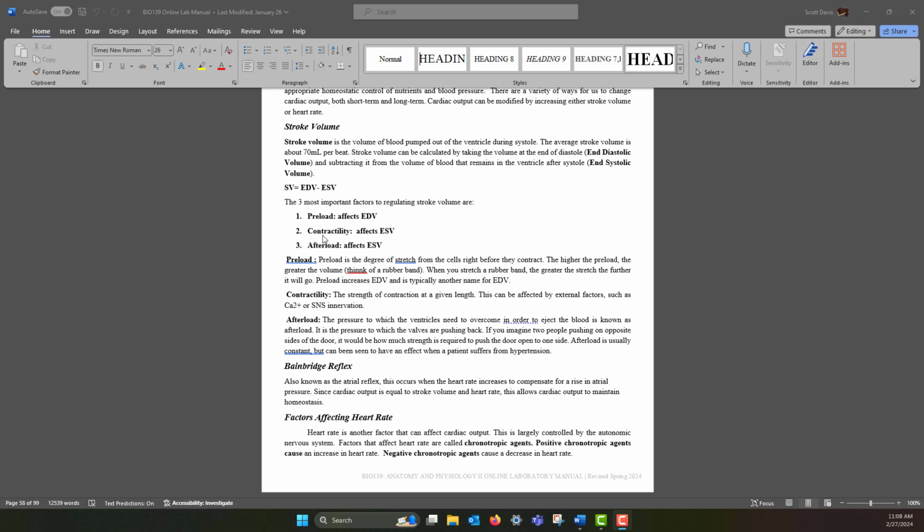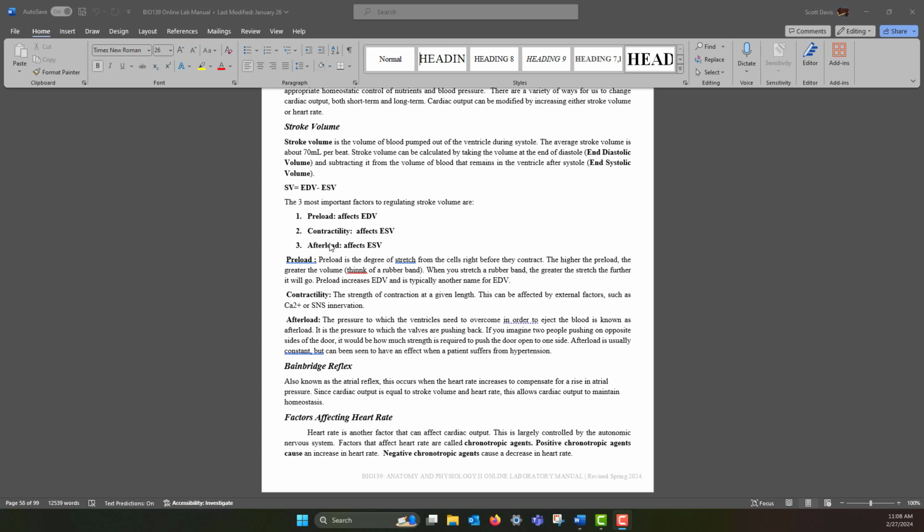If I have two cardiac muscle cells with the same degree of stretch, but I give one of them more calcium and one of them less calcium, the one with more calcium is going to contract with more force. That's contractility. It has greater contractility, it contracts with more force.